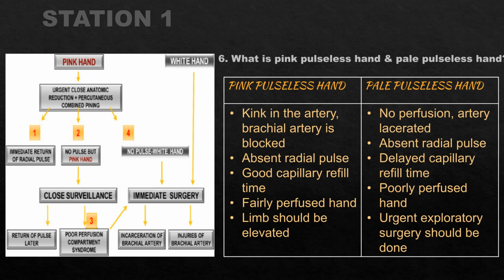One of the most important complications to assess is vascular injury to the brachial artery. A pink pulseless hand refers to a hand that is warm and well perfused but lacks a palpable radial pulse. This occurs due to arterial spasm or compression with collateral circulation still intact. It requires urgent reduction and close monitoring. A pale pulseless hand, however, is cold, pale, and poorly perfused. Capillary refill is delayed or absent. This indicates true arterial compromise and is a surgical emergency requiring immediate reduction and possible vascular exploration.